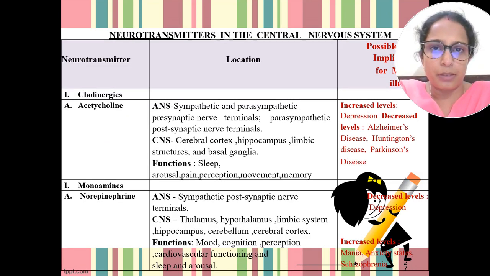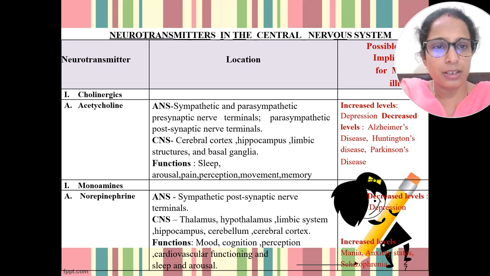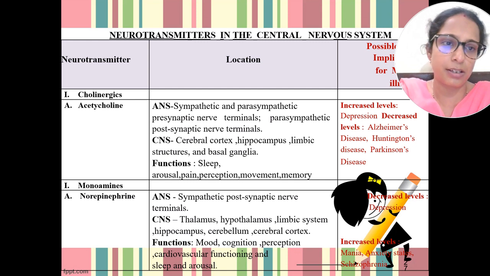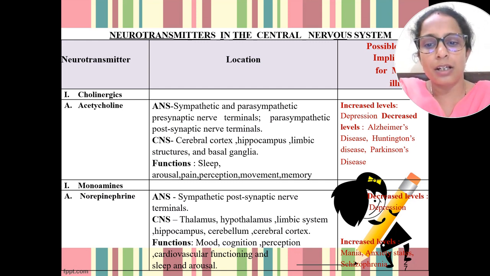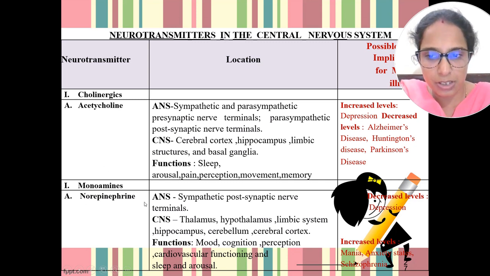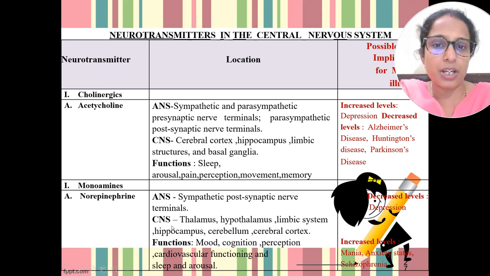Okay, now we will learn about the neurotransmitters present in the central nervous system, their locations, functions and the possible impairment they cause in mental illness. That is, which neurotransmitter causes which mental illness, that we are going to discuss. You can see we are discussing cholinergics, in this acetylcholine, and monoamines, in which we have norepinephrine. We are also discussing the locations, that is the central nervous system and autonomic nervous system. For almost all neurotransmitters, if you are not able to remember a single location, don't worry.